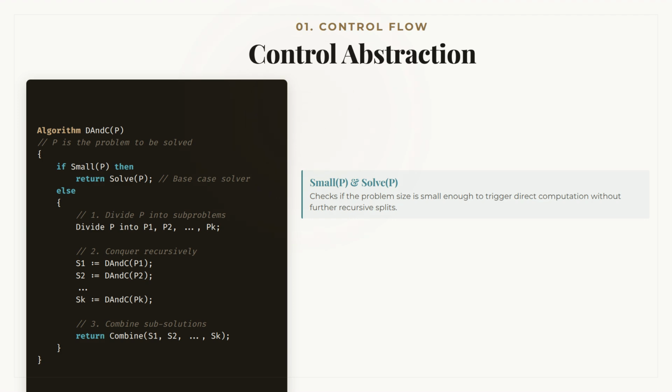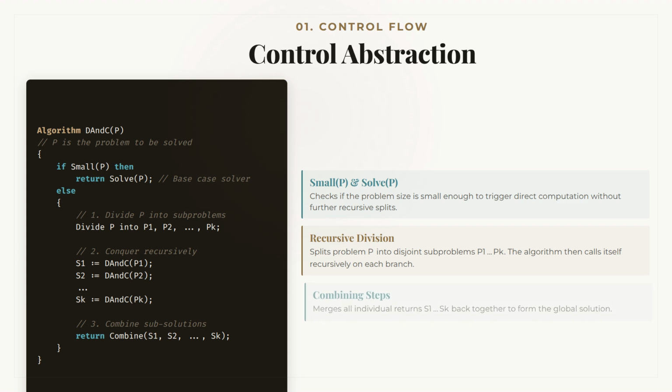The second phase is conquer. Here, each subproblem is solved recursively. If the subproblem is small enough, we solve it directly without further recursion. This direct solution is known as the base case. The third phase is combine. In this stage, the individual solutions obtained from the subproblems are merged together to form the final solution of the original problem. Many famous algorithms are based on this simple yet powerful idea.